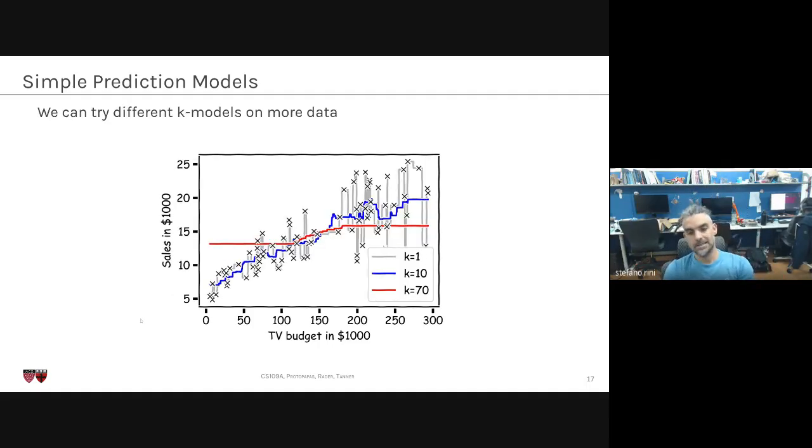Very good. Let's repeat this with more points on our TV budget, and you see the same story. k equal to 1 is very, very jumpy. The prediction is very much dependent on the closest neighbor, so there is a lot of jumping.